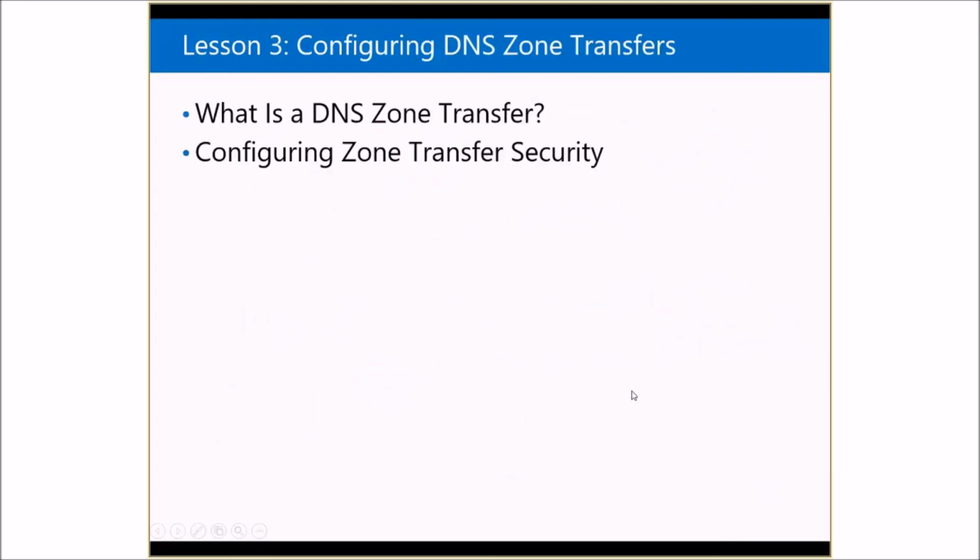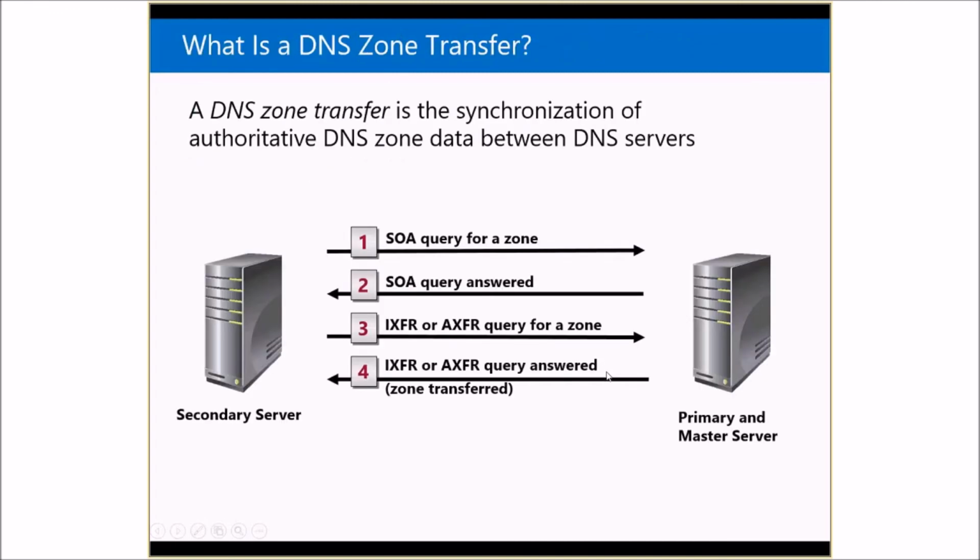Okay, what is a zone transfer and how do we configure zone transfer security? So basically, we spoke about how a primary server is a read-write version of DNS, so we can make changes. And the secondary server is a backup. Okay, so they both can resolve and so forth. The way the zone transfer is done is like this: the secondary server does a SOA query for the zone, the primary answers that query, and then the secondary initiates a zone transfer, and then the zone is transferred. But the problem with this is the traditional way.